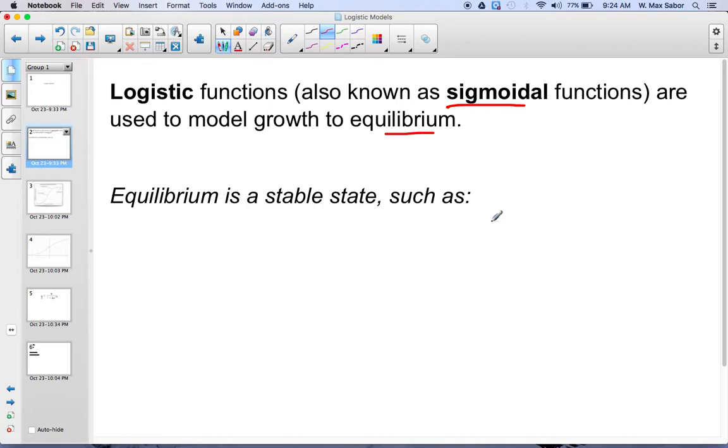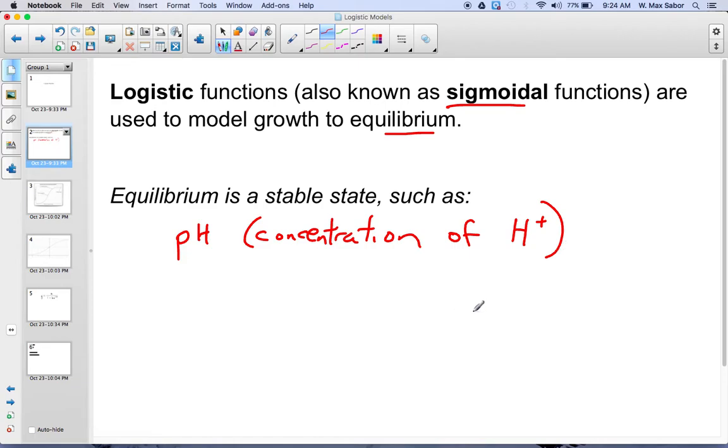So what do I mean by equilibrium? So we could have a stable state such as your pH, which is the concentration of hydrogen ions. And if the balance is wrong, then there's going to be some sort of reaction that goes on to bring that concentration back to whatever the pH should be of the substance. You could have a stable state being the temperature.